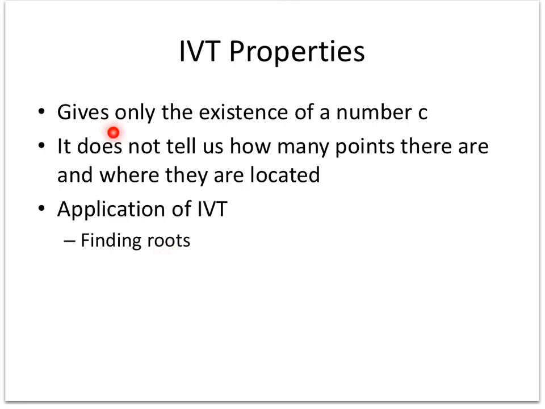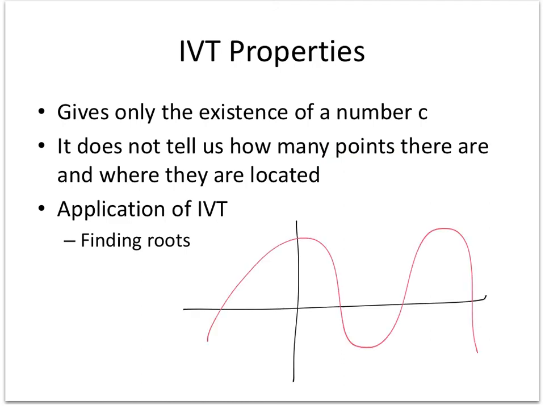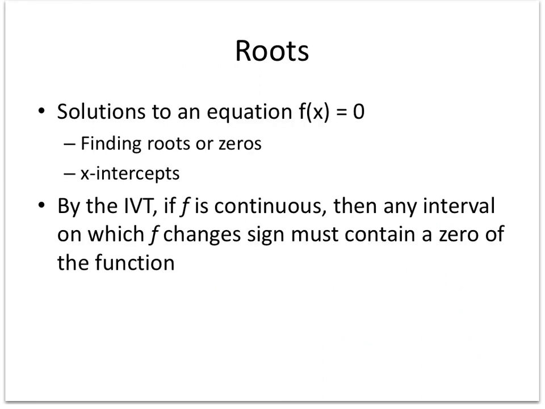Now notice this only gives the existence of a number, and it doesn't tell us how many points. Think about this. If I have a graph that looks like this, it's not going to tell me that I have this many roots. It's just going to tell me that, yes, I do. Okay? And in this case, we're going to actually find one. And so we're going to use this to find roots or zeros and x-intercepts with this function.